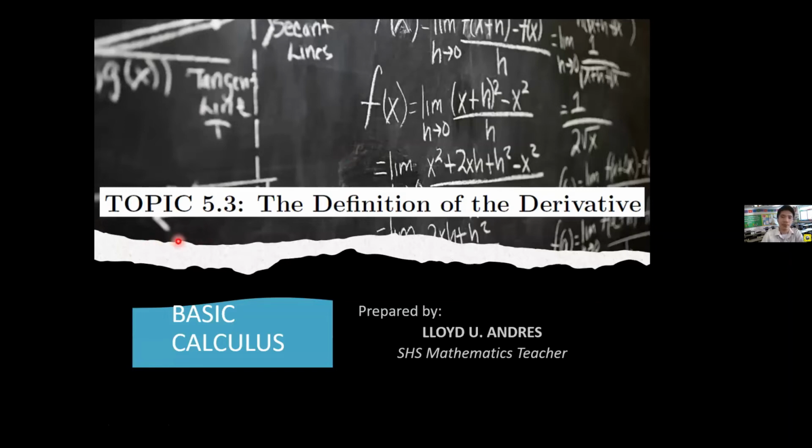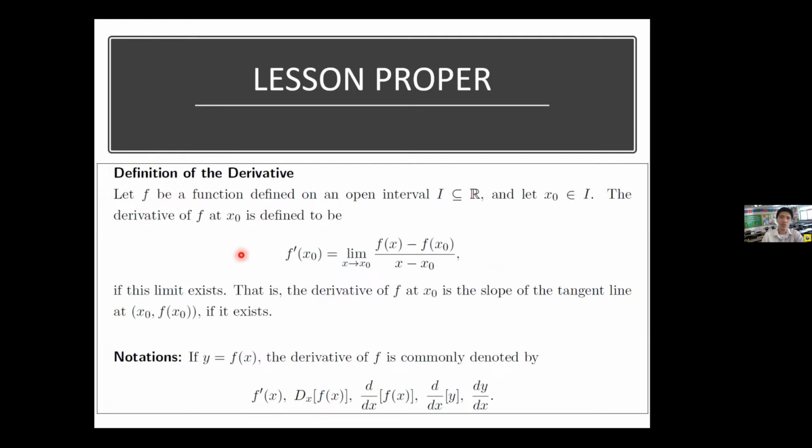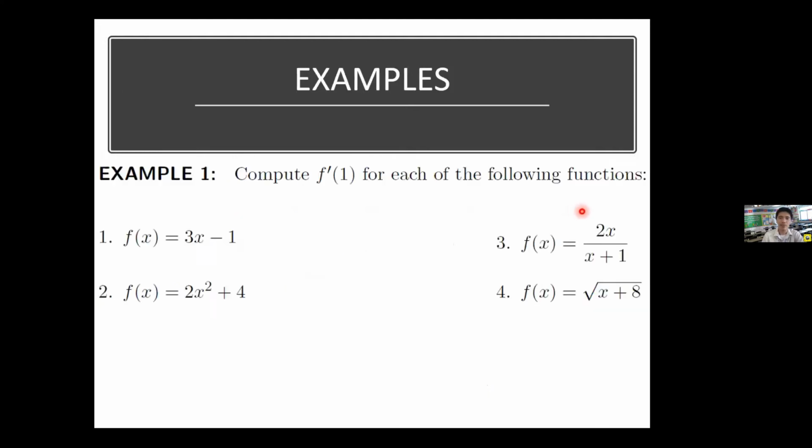Topic 5.3, the definition of the derivative. So let's define what a derivative is. Let f be a function defined on an open interval I, which is a subset of the real numbers, and let x sub 0 be an element of I.